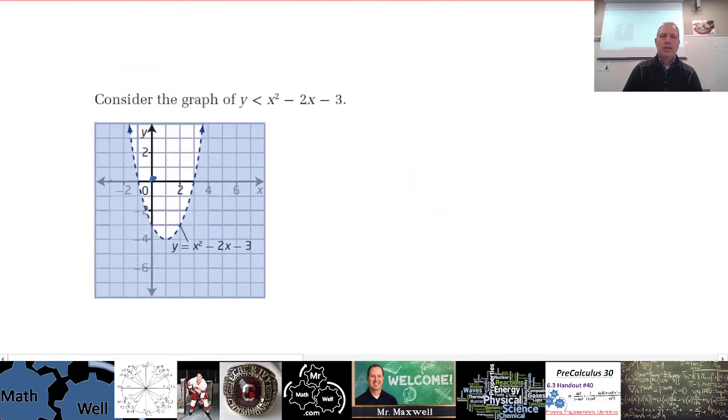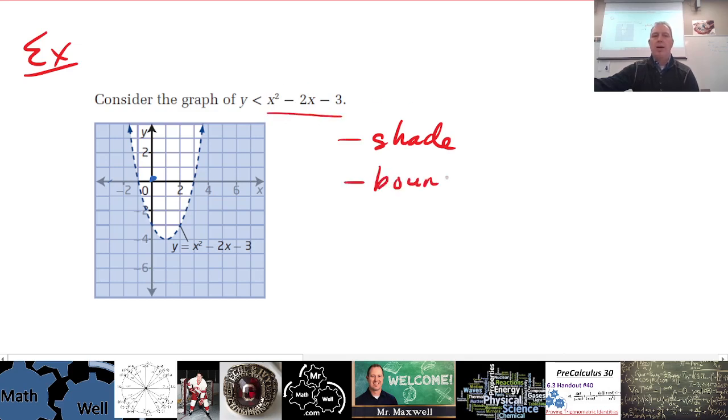Okay, so consider this graph right here, similar to the one I just showed you. I have two variables, y and x. So I know that I'm going to have to shade something. And you can write this one down. Okay, this example here. So it's two variables, x and y. And so I'm going to have to shade part of the coordinate plane. The boundary line is not a line anymore. It's a parabola. So we have a boundary parabola.